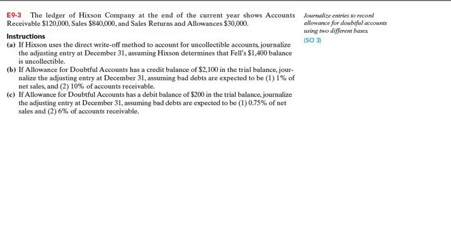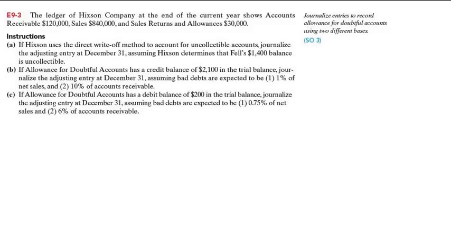So let's go ahead to exercise 9-3. The ledger of Hicks & Company at the end of the current year shows accounts receivable 120,000, sales 840,000, and sales returns and allowances 30,000. For part A, if Hicks uses the direct write-off method, again, the one that's not acceptable by GAAP, to account for uncollectible accounts, journalize the adjusting entries at December 31st, assuming that FEL's 1,400 balance is uncollectible.